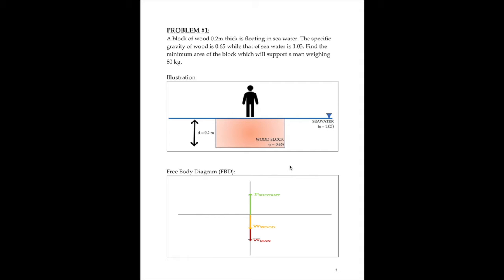Upon the analysis of that illustration, you have to construct the free-body diagram since there are forces affecting this scenario. The first force is the weight of the man, also the weight of the wood, and the buoyant force, which is the effect of the seawater on that wood block. The problem requires you to find the minimum area which will support a man weighing 80 kilograms.